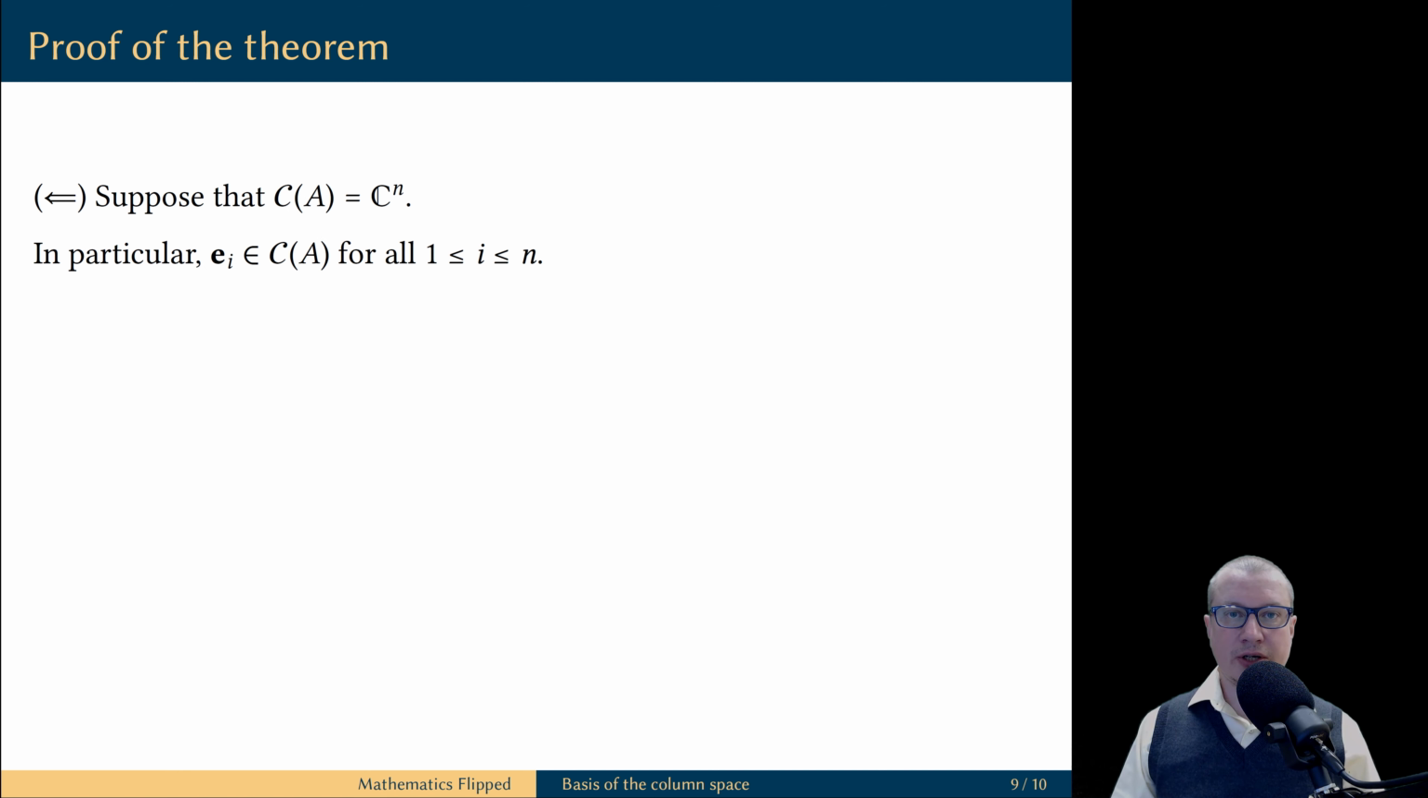In the opposite direction, let's assume that the column space of the square matrix A is equal to all of Cn. Our goal is to see how this implies that A is a non-singular matrix. Now, here is a trick. Because we assume that every possible column vector is in the column space of A, in particular, it means that all standard unit vectors are in the column space of A.